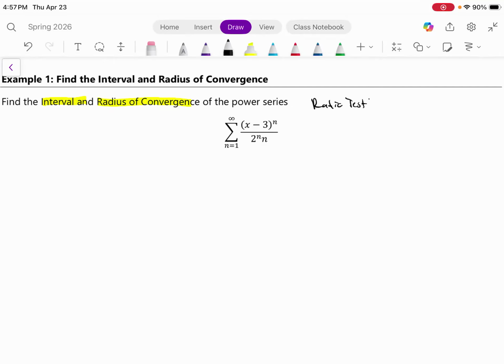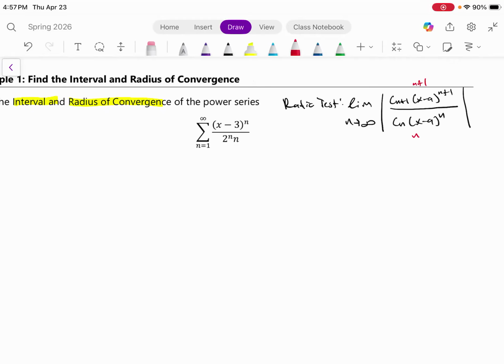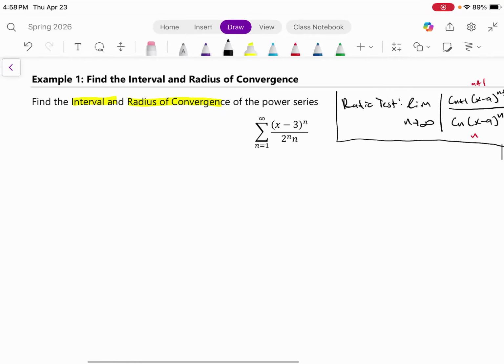So the ratio test is just the limit as n approaches infinity of the absolute value of c_(n+1) times (x minus a)^(n+1) all over c_n times (x minus a)^n. Okay, so the top portion is the n plus 1. We're just inputting n plus 1 into every n term, and the denominator is just the original power series that we're starting out with. So let's use this and then try to find the interval and radius of convergence.